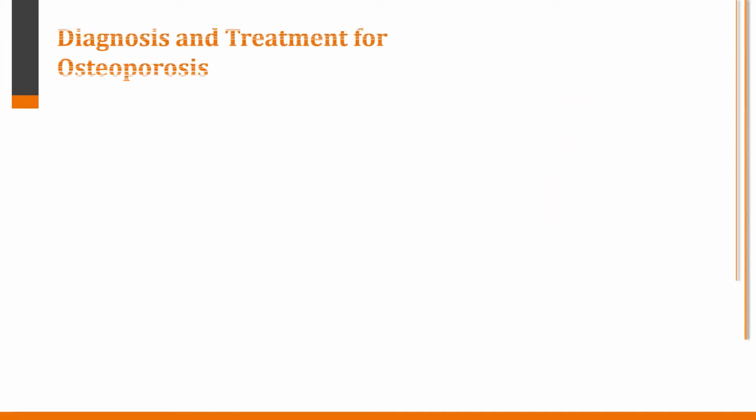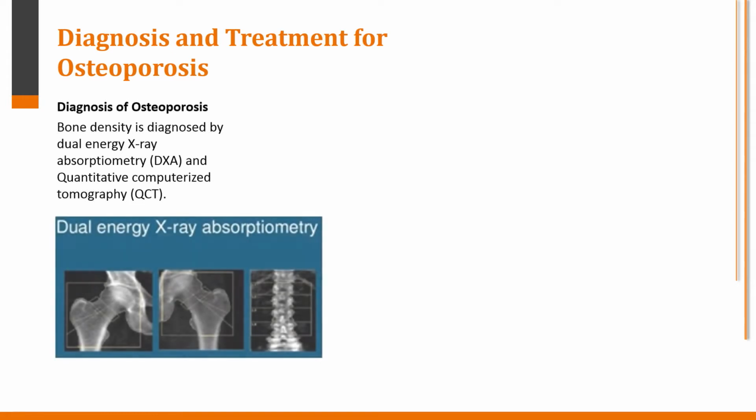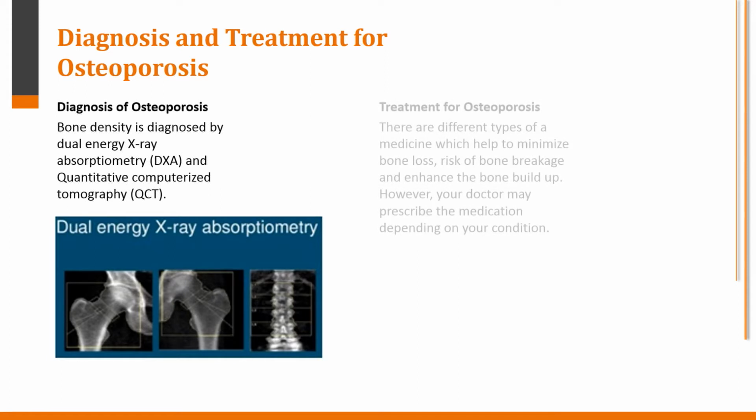Osteoporosis bone mass. Diagnosis and treatment for osteoporosis. Diagnosis of osteoporosis. Bone density is diagnosed by dual energy X-ray absorptiometry, or DXA, and quantitative computerized tomography, or QCT. Treatment for osteoporosis. There are different types of medicine which help to minimize bone loss, reduce the risk of bone breakage, and enhance bone build-up. However, your doctor may prescribe the medication depending on your condition.